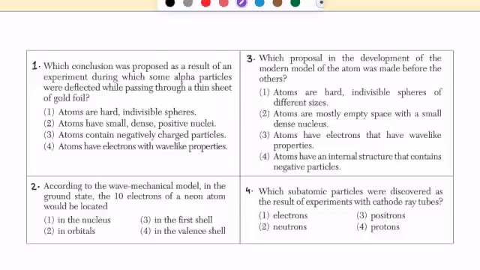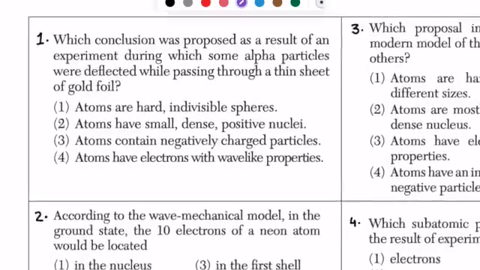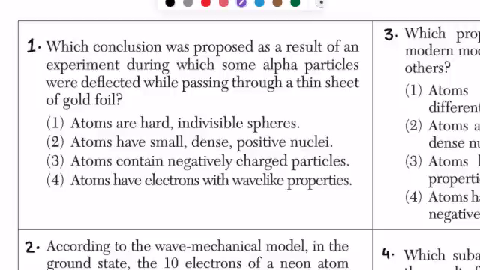These questions are about the atomic theories. Please make sure that you are familiar with the atomic theories, especially the Rutherford theory and the wave mechanical theory. You should know what the orbital means. You should know who discovered the electrons, and you should know what Bohr said. Dalton is not that common, but the rest of them are something that you should be familiar with. The first question is saying what conclusion was proposed as a result of an experiment during which some alpha particles were deflected while passing through a thin sheet of gold foil.